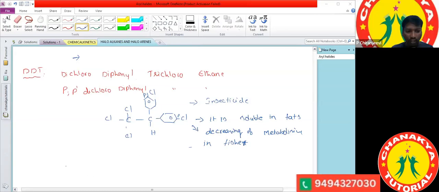Right. So the last one is freons. What is the last concept in this chapter? The last concept we have here is freon. So what is meant by freons, first of all?